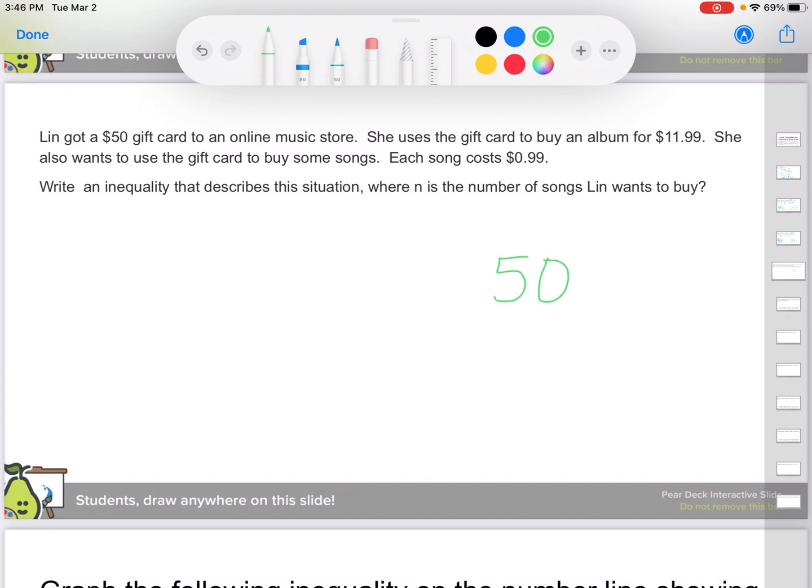So I know that it has to be 50. I know that each song is 99 cents. And I know she wants to buy an album, or the whole thing, for $11.99. So I can't spend more than what's on the gift card, right? I can't spend more, but I could spend what's equal to. So it has to be less than or equal to that amount.